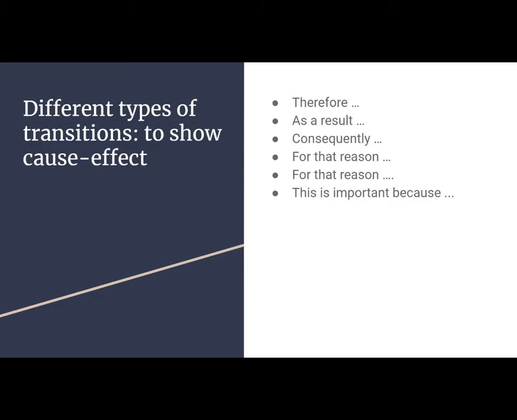We also have different transitions to show cause and effect. Therefore, as a result, consequentially, for that reason, this is important because. So we're talking about why A is important, and we go into some more detail, some more explanation.